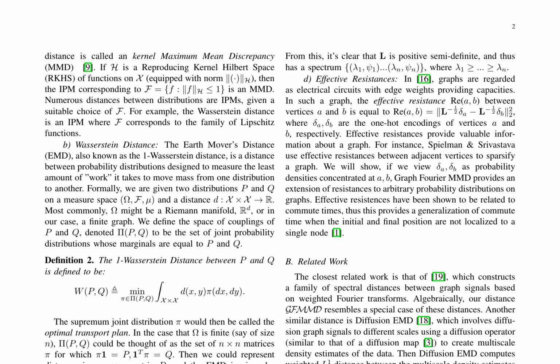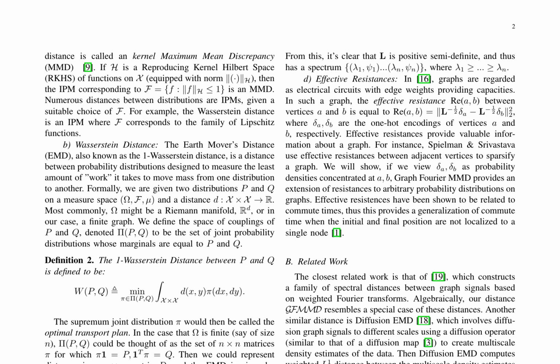The graph Laplacian and effective resistances are also introduced as important concepts in graph theory. Effective resistances provide valuable information about a graph, such as commute times, and are used to generalize the concept of commute time to arbitrary probability distributions on graphs.